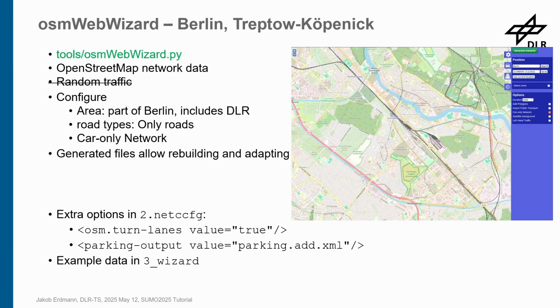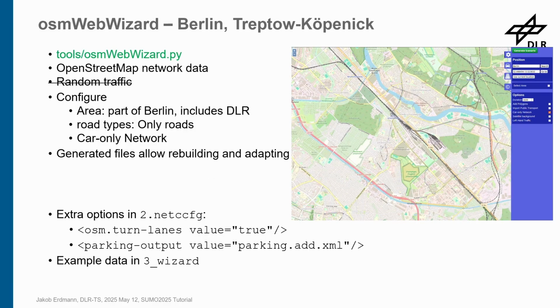Again, we start with the web wizard. This time we set this other checkbox, it's called car only network. So we only use the main road types this time to import it, and we get a fairly large section of Berlin. It's this area we're in called Berlin Treptow-Köpenick, and we are roughly around here, if you care to know.